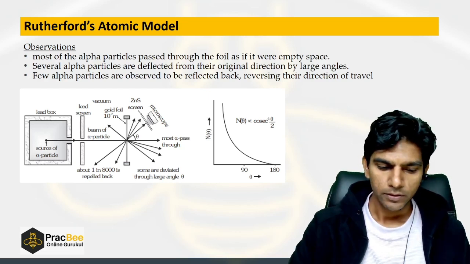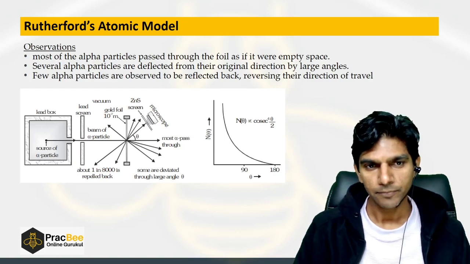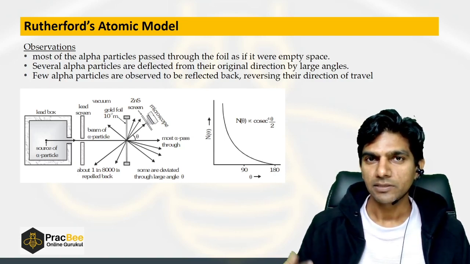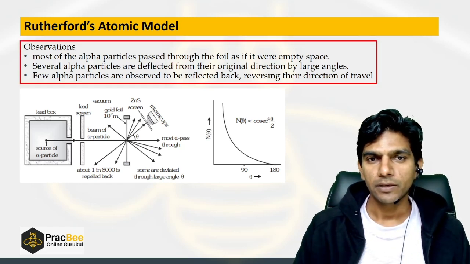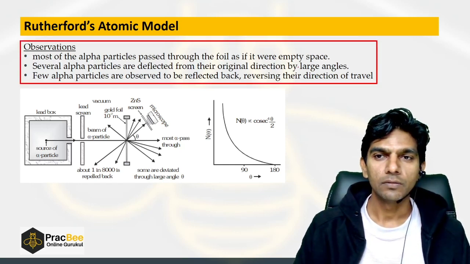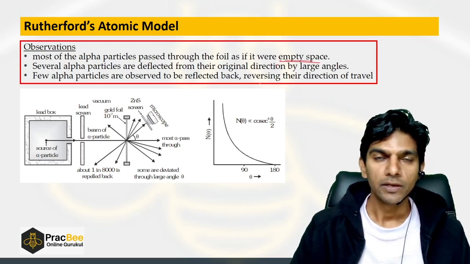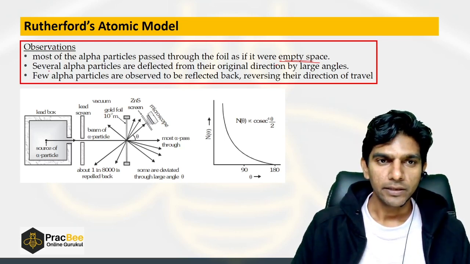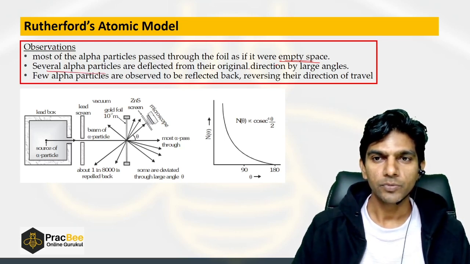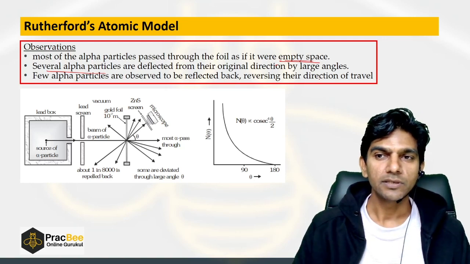Let us come to Rutherford's atomic model. It is very important. First of all, you must have studied Rutherford scattering in your class 9th, right? I'm not going into that detail, but let us see some important observations. First of all, most of the alpha particles pass through the foil undeflected, right? So what does it mean? There is lots of empty space inside the atom. Most of the alpha particles suffer no deflection, and several alpha particles are deflected from their original direction by large angles, right? And very few are observed to be reflected back, reversing their direction of travel.